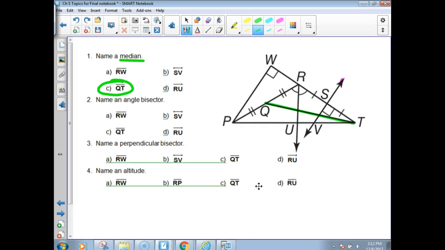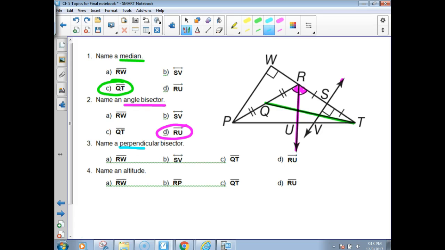That is a median. All right, I'm going to use pink for my angle bisectors. Find an angle that's bisected. Anybody see an angle bisected in that whole picture? Where is it? Right here, RU. Yep. I was looking for this angle being cut in half. RU. And that's a ray, because rays bisect angles.